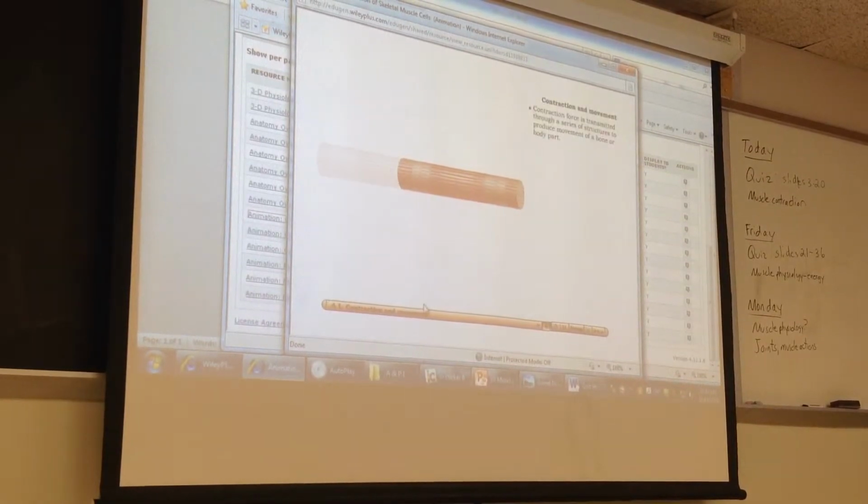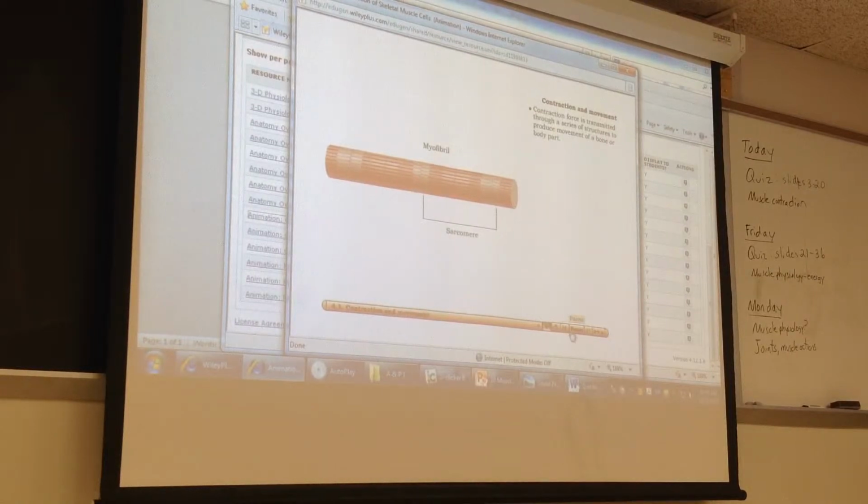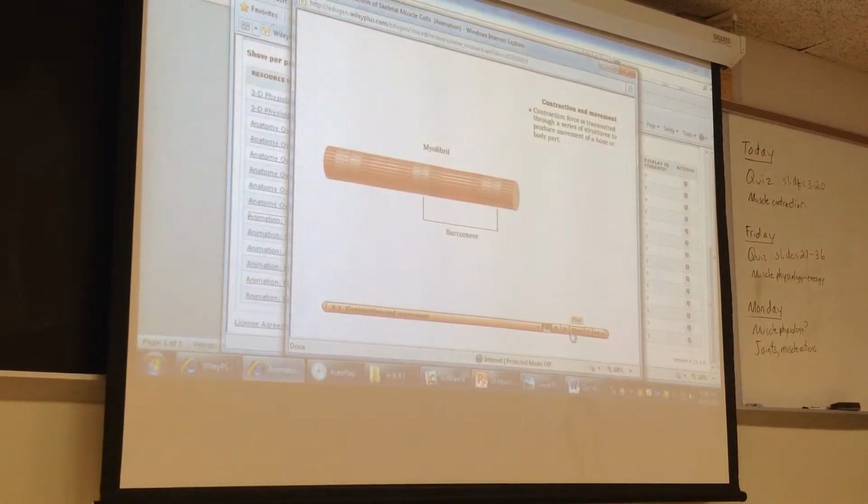If we start this out again, what's happening here? Force is transmitted through a series of structures. Let me pause that for a minute. They're showing the shortening of the sarcomeres, but they're not showing the filaments sliding past one another.